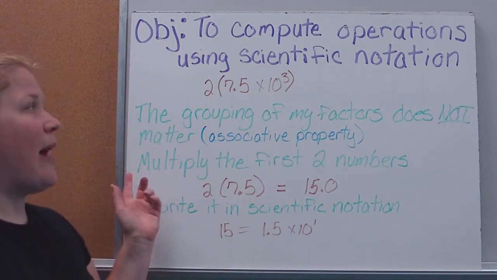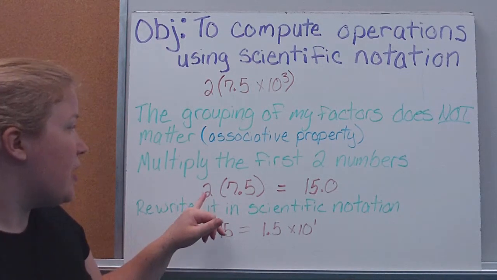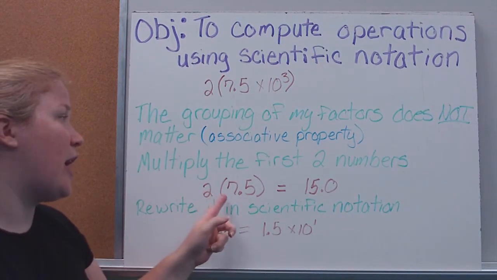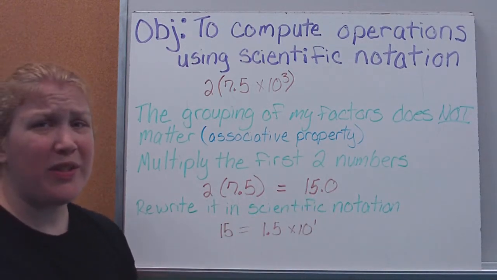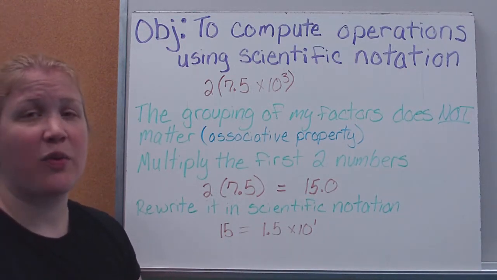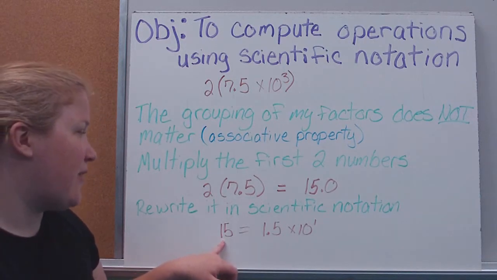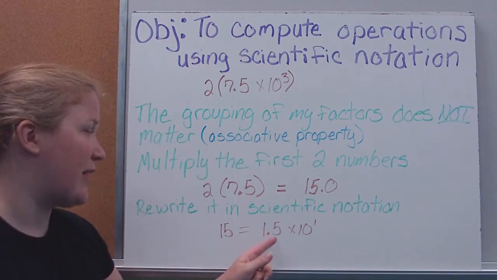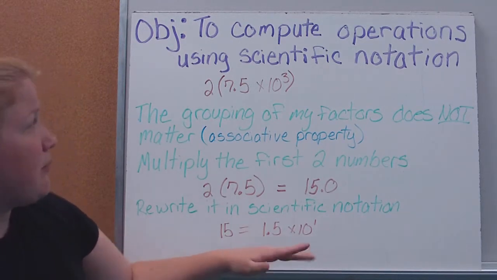So since the grouping doesn't matter, I'm going to multiply my first 2 factors first. I'm going to ignore that power of 10 right now. I'm just going to multiply 2 times 7.5. When I do that, I get 15. What you'll notice is that 15 is not in scientific notation because it's greater than 10. So I want to rewrite it in scientific notation. 15 in scientific notation is 1.5 times 10 to the first. I would have to move my decimal over 1 spot. So we're going to rewrite that in scientific notation.